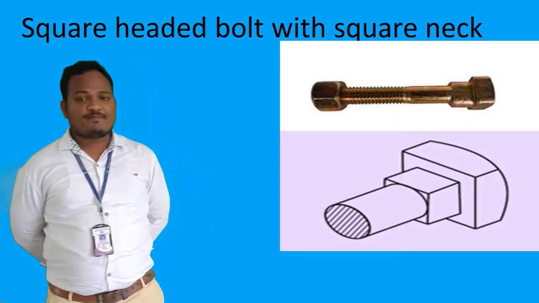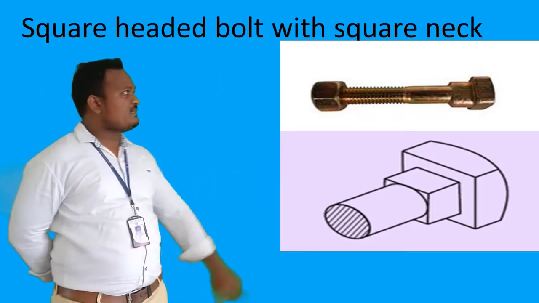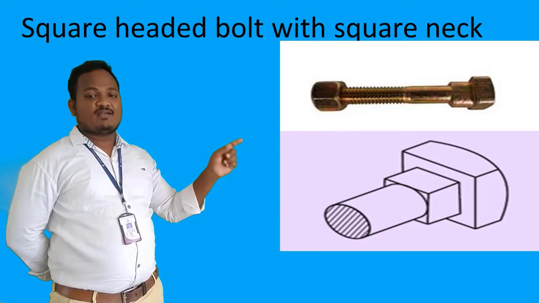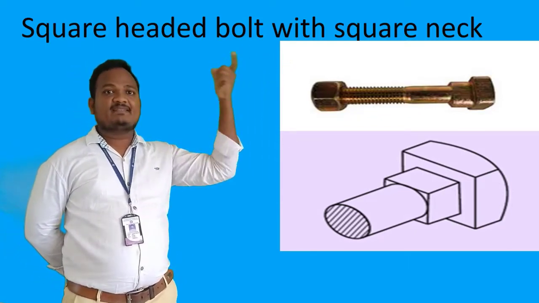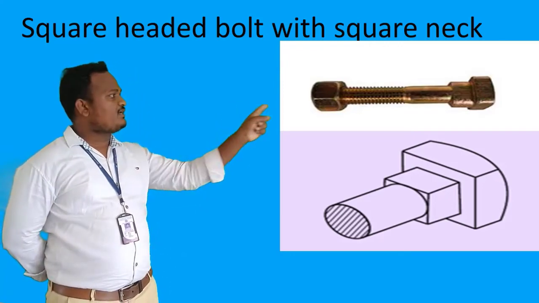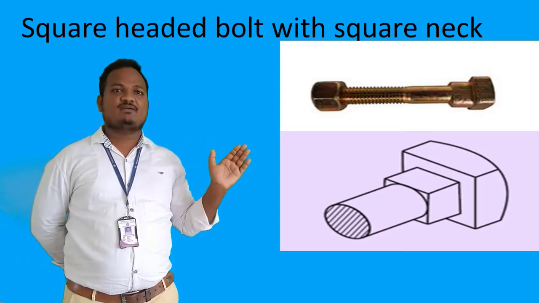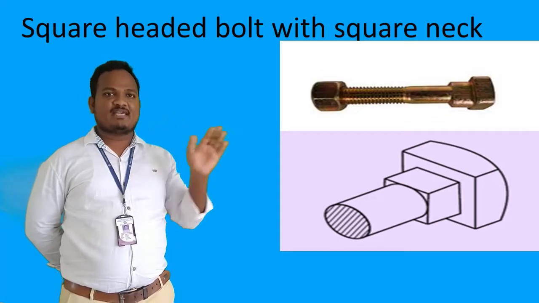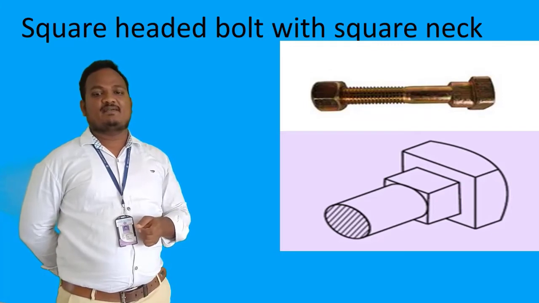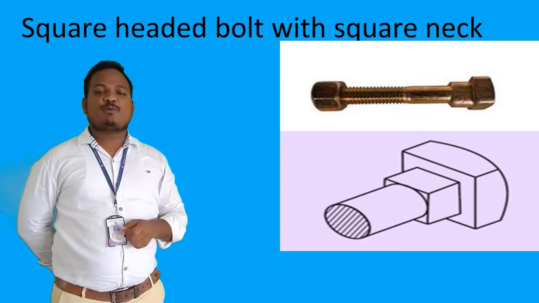If you see the diagram, the W value is 1.5D plus 3 mm. That means the square value is the same as the square-headed bolt. Here the head thickness is 0.8D. If you see the square neck, the square neck dimensions are the same as the diameter, but the width is 0.8D. So the head width is also 0.8D and the neck width is also 0.8D.